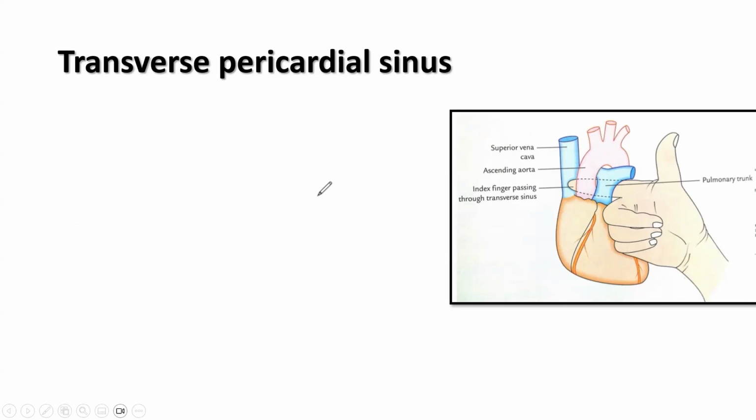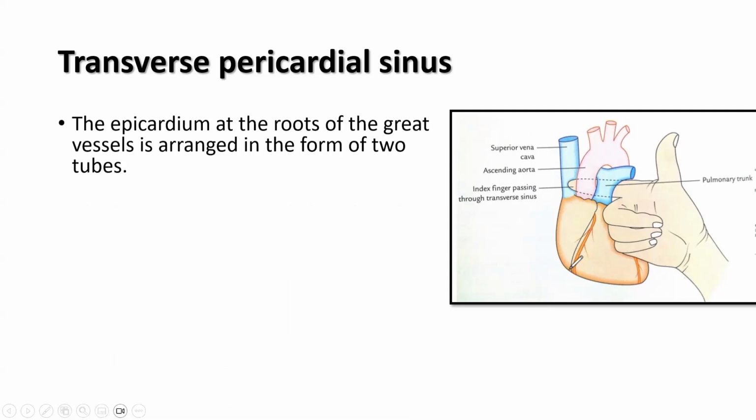At first, transverse pericardial sinus. We can see here, this is the pulmonary trunk arising from right ventricle. This is the ascending aorta arising from left ventricle. These are the arterial components. On the other hand, this is superior vena cava, and behind the heart there will be four pulmonary veins. Superior vena cava, inferior vena cava, four pulmonary veins, all are the venous components.